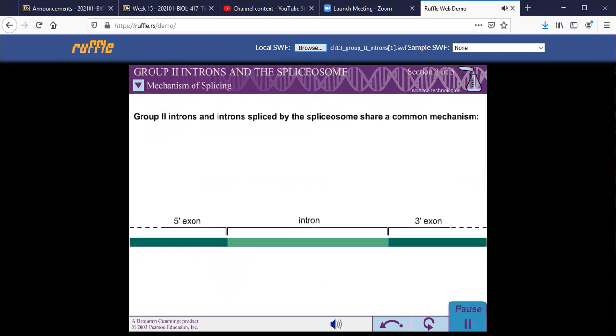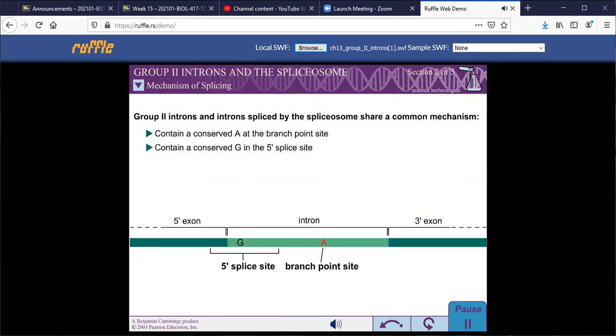Both Group 2 self-splicing introns and introns spliced by the spliceosome contain an adenine at a site within the intron called the branch point site. These introns also contain a conserved guanine at the 5' end of the intron in a region called the 5' splice site, and another conserved guanine at the 3' end of the intron in a region called the 3' splice site.